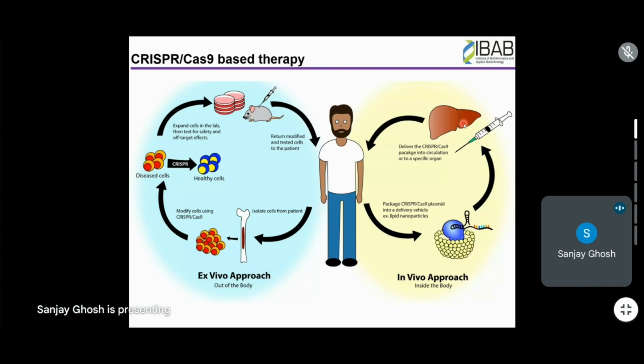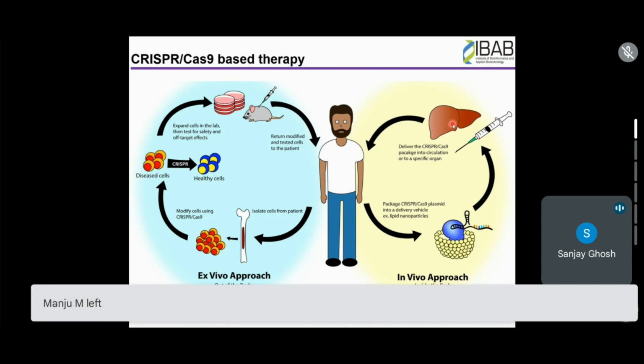It will finally end up, if it is targeted to liver, then it will go to a specific organ, and then those corrected genes will now be repaired in that particular organ, thus maybe removing the disease phenotype.